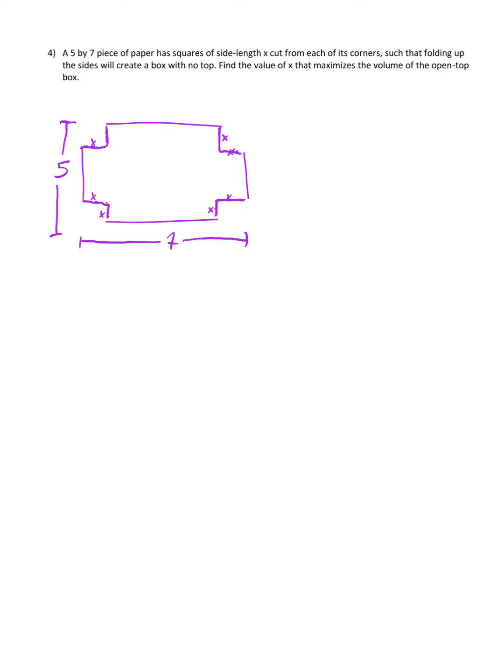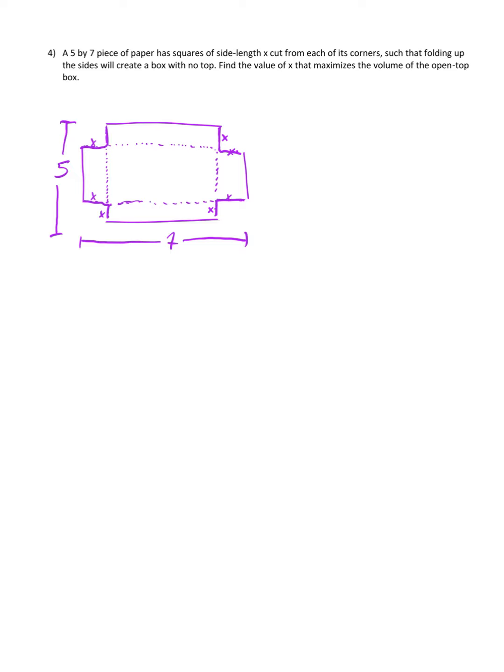So now what I'm going to do is along these little tabs, we're going to fold 90 degrees up to make a box. So imagine folding up those tabs 90 degrees and you make a box. The volume of the box is length times width times height.